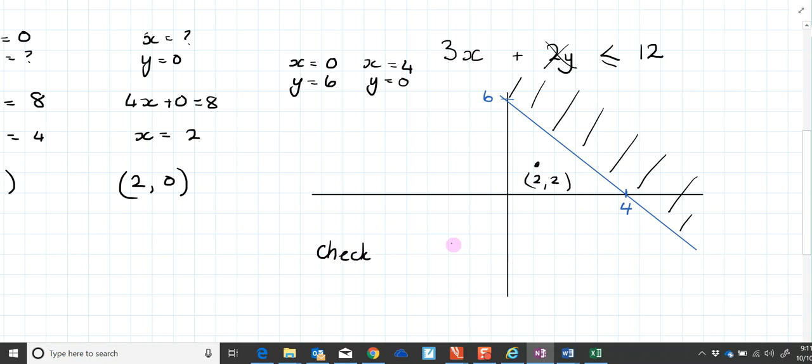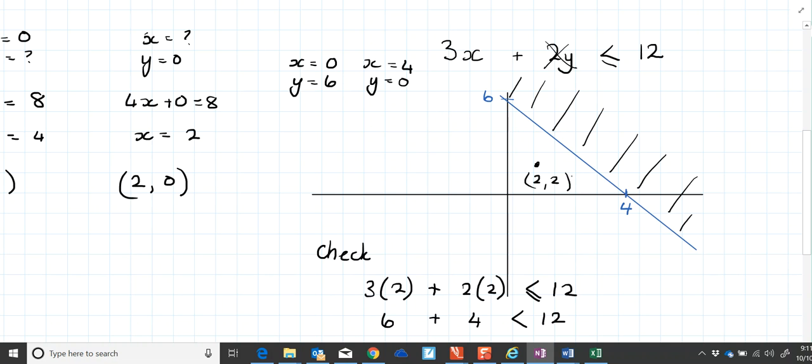All right, so we've got the right side of the line. So we would then do 3 times 2 plus 2 times 2 should be less than or equal to 12. In fact, it should be less than 12 because we've gone below the line. And is that right? So 6 plus 4 is indeed less than 12. So we're happy. So this is the region that I want.